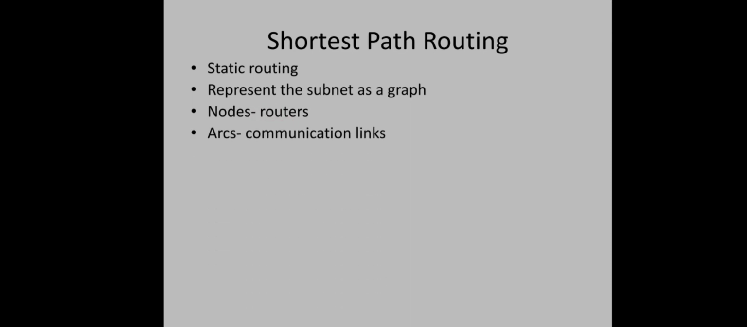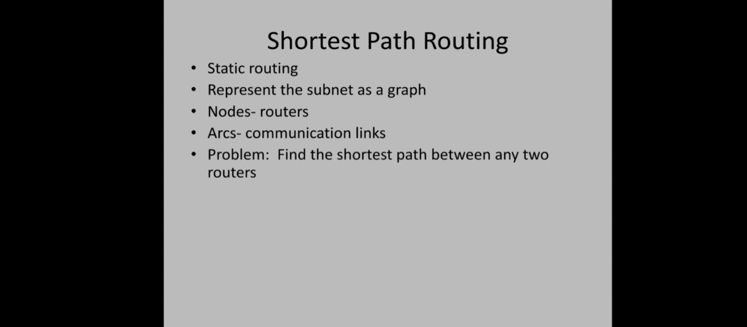Shortest path routing is actually static routing, and the basic idea is to build a graph from the subnet. Represent the entire subnet as a graph in which nodes represent routers in the subnet and arcs represent the communication links. So the problem of finding the optimal routes between any two routers is now converted into the problem of finding the shortest path between these two routers or nodes in the corresponding graph. We have a set of algorithms to find the shortest path in a graph, right? Like Dijkstra's algorithm, Floyd-Warshall's algorithm. We can apply any one of those algorithms to find the shortest path in the subnet.